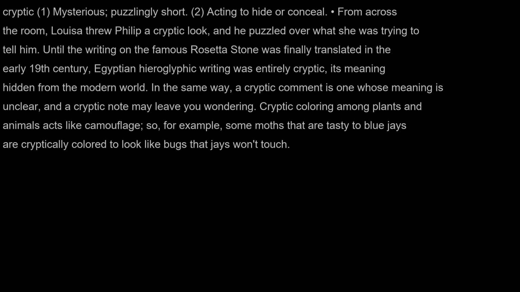Cryptic coloring among plants and animals acts like camouflage, so, for example, some moths that are tasty to blue jays are cryptically colored to look like bugs that jays won't touch.